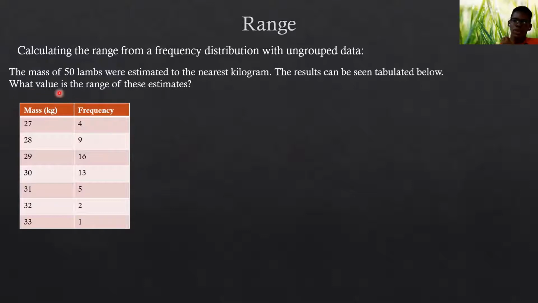So again, the first column is our observation column. The second column is our frequency column, and this of course tells us the number of lambs. Pay attention to that. We're looking at lambs. So the frequency is the number of lambs. The total frequency, or the total number of lambs, is 50. And what this tells us is that for a mass of 27, 4 lambs weigh 27 kilograms. 9 lambs weigh 28, 16 weigh 29, so on and so forth. That's the interpretation of this frequency table.